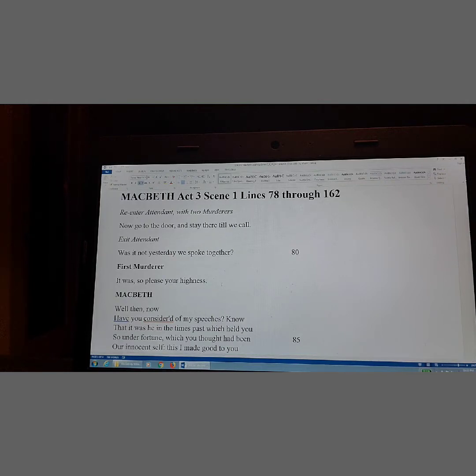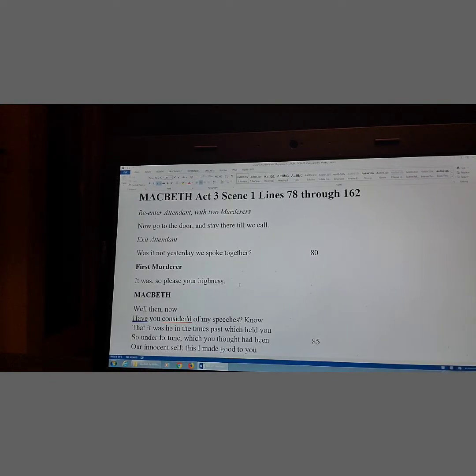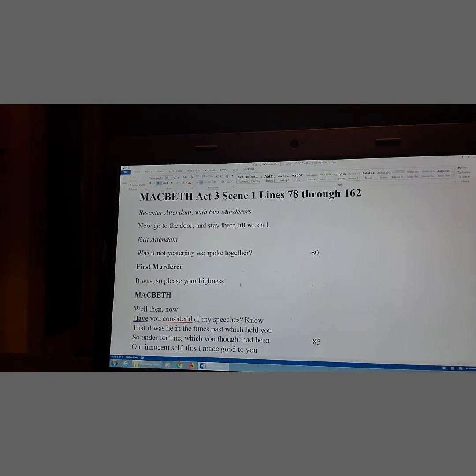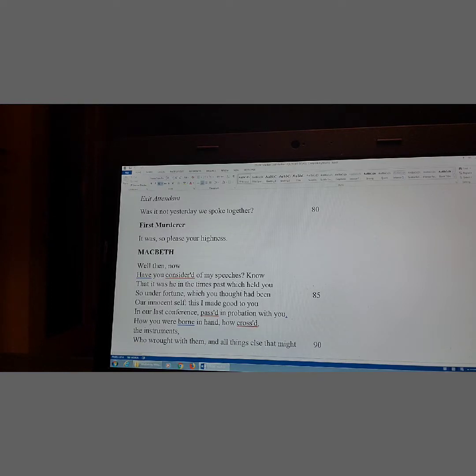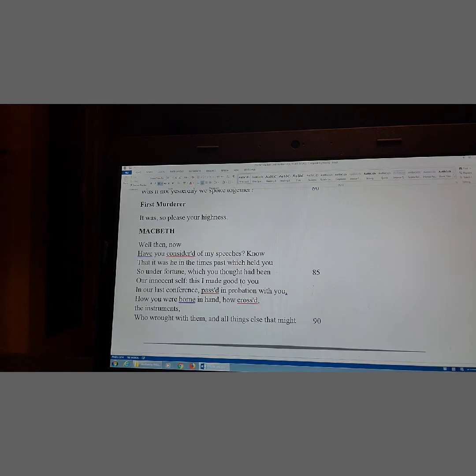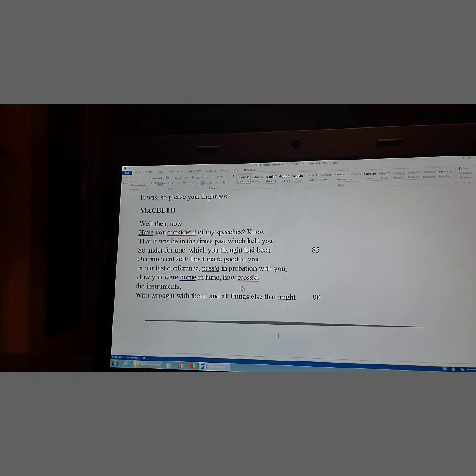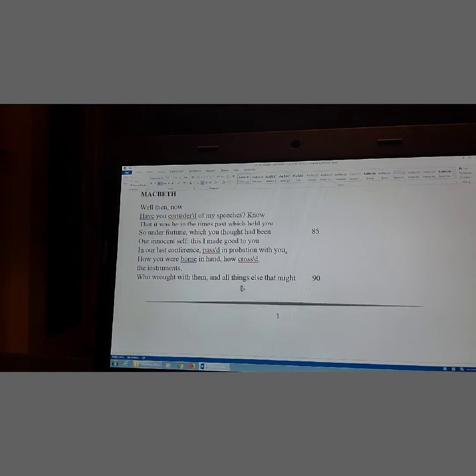Macbeth, Act 3, Scene 1, lines 78 through 162. Okay, make sure you can still see here. Okay. All right. So re-enter attendant with two murderers. Now go to the door, stay here. Was it not yesterday that we spoke together? And the first murderer says it was. So please, your highness. Well, then now you have considered of my speeches.